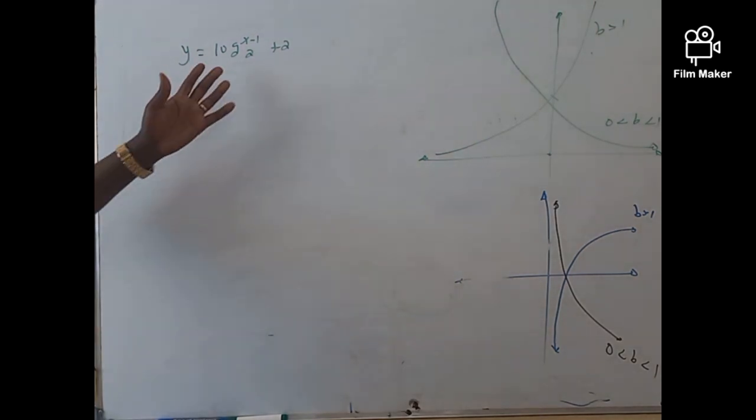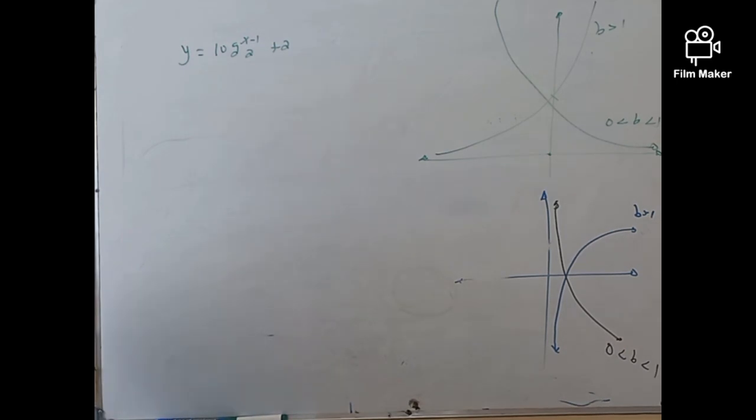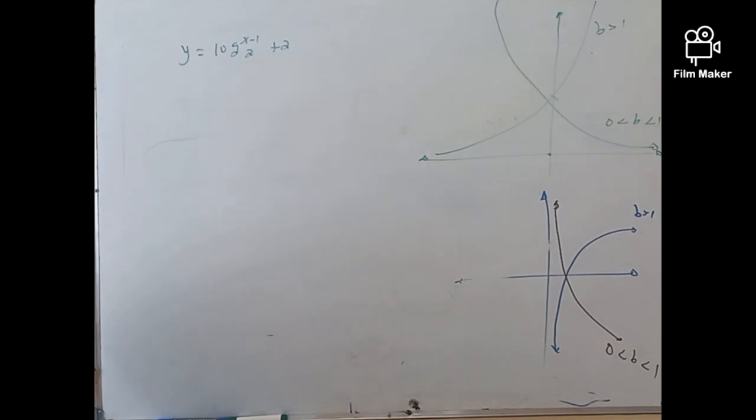So now let's come to this problem. What is the base of this logarithm in general? How are we going to describe the base of this one? What does this problem mean in general? How are we going to sketch the graph of this problem?